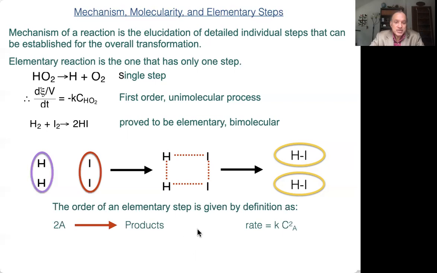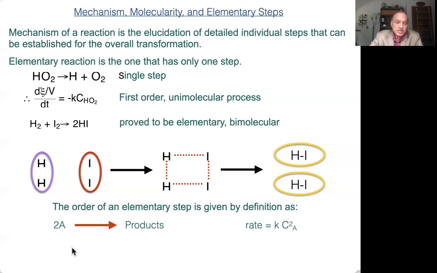So the order of an elementary step is given by whatever you write. 2A goes to product, and then the concentration squared, because it is 2 of A going to product. So if it's an elementary step, then the rate is given this way: rate is equal to the rate constant of that step multiplied by the concentration of A squared.